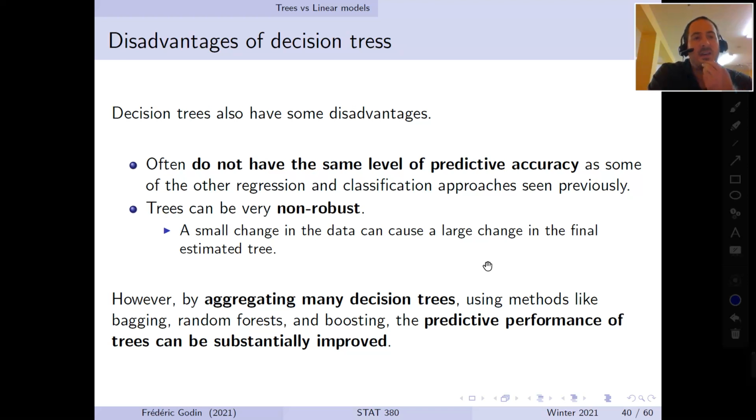Moreover, trees can sometimes exhibit high variability of predictions and can be non-robust, in the sense that a small change in the data can cause a very large change in the final estimated tree. If you change the values of a few observations, the early split might completely change, and if you change the early split, then all subsequent splits will also change. So it might dramatically impact your decision tree. Trees can be very sensitive to changes in the values of observations.